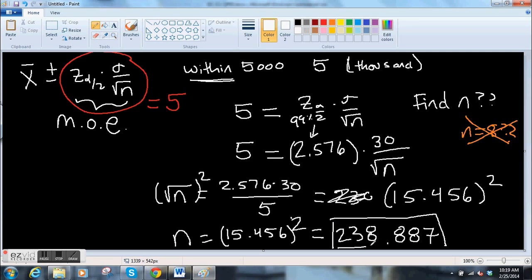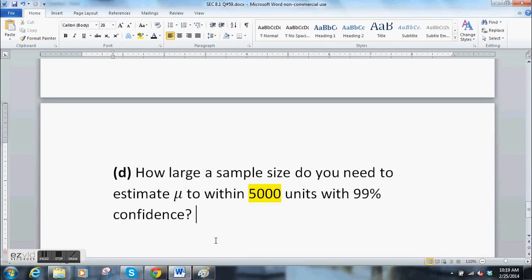238.887. So how large a sample do we need? 238.887, so I would round that up to 239. If you go back to the problem, how large a sample size? 239. No weird interpretation there. So we basically have to sample 239 in order to estimate the mean number of games sold.